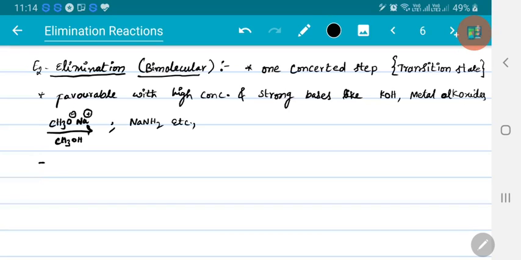Right. Now here the rate of reaction is proportional to not only the concentration of substrate but also the base. In SN2 we write nucleophile, but here we write base because basic nature is more important than nucleophilicity. If nucleophilicity is high, SN2 is preferred. If the basic character is high, then E2 is preferred. Right. Now let me come with an example.